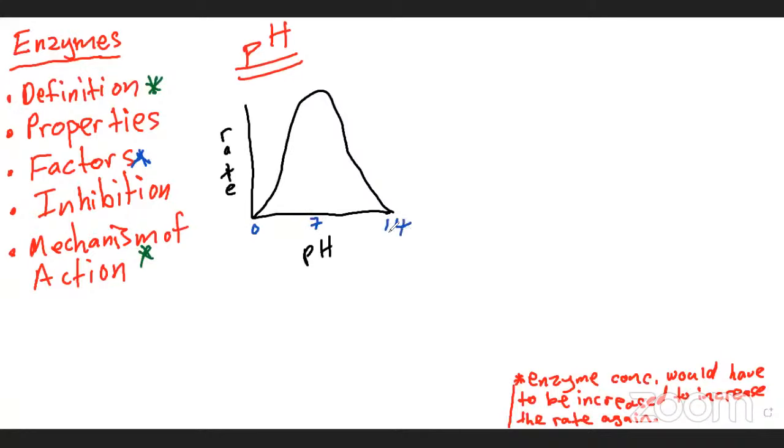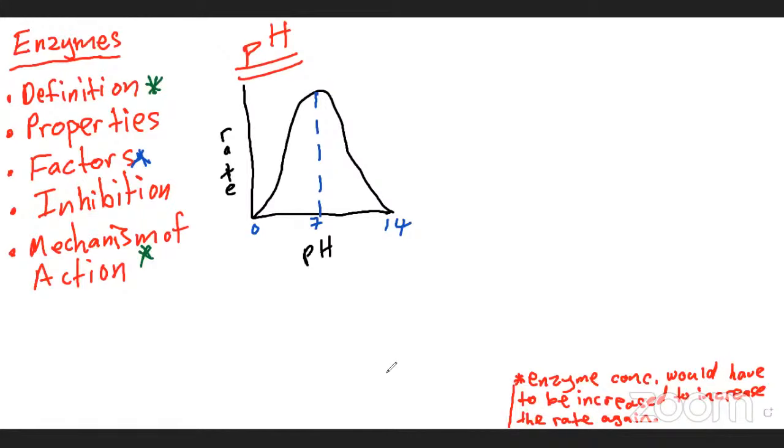All right, when it comes to pH and temperature, enzymes have a particular pH at which they work best. What is that? For the pH where the enzymes work best, what is that pH called? Anybody? The optimal pH? That is correct.